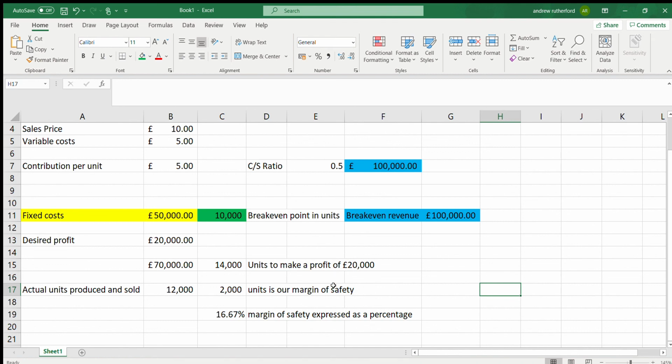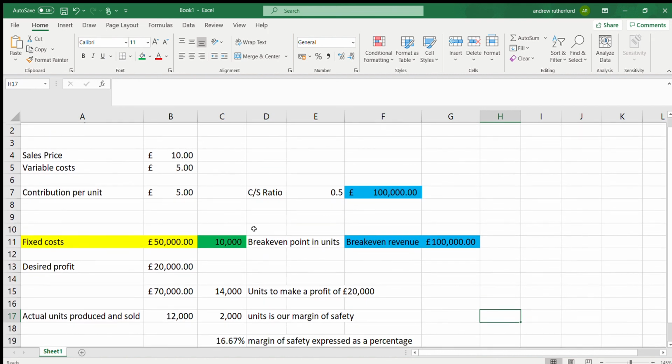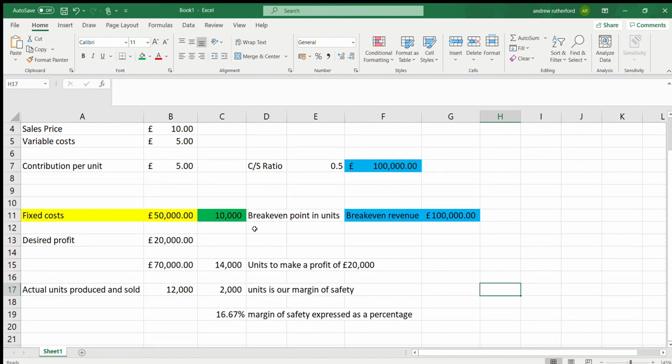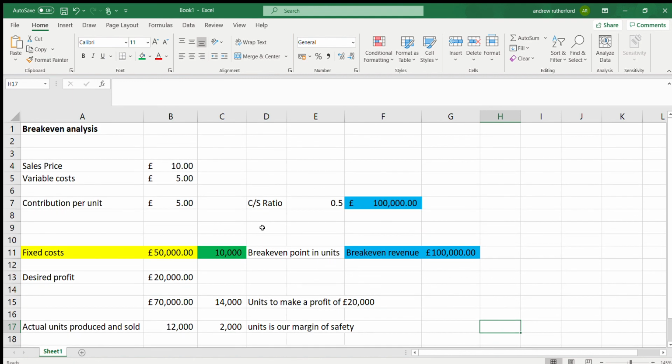Okay, that is more or less everything you need to know about break-even analysis, margin of safety, contribution per unit, break-even revenue. Okay, thank you.